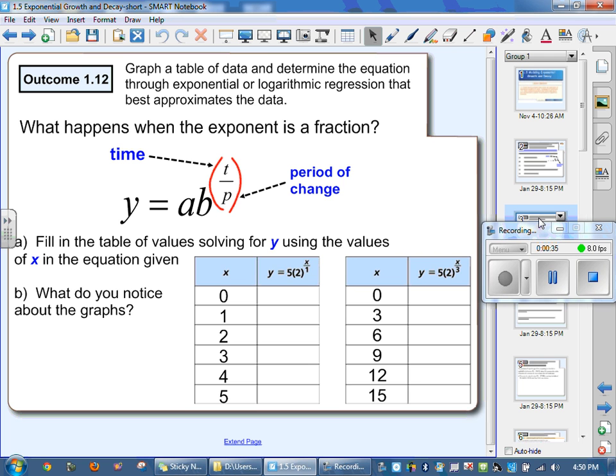So here we've got tables of data. With tables of data, we need to be able to fill out the rest of the table. We're given an equation here, and it wants us to fill in the table of values. To do that, we substitute the x numbers where x is in the equation on the right-hand side, and then solve the equation for y. I'll give you a couple minutes to do that on both of those charts. Push play when you're ready.